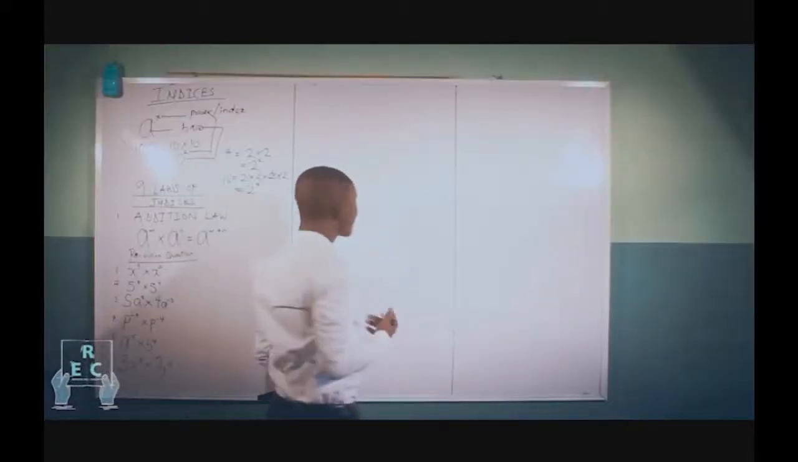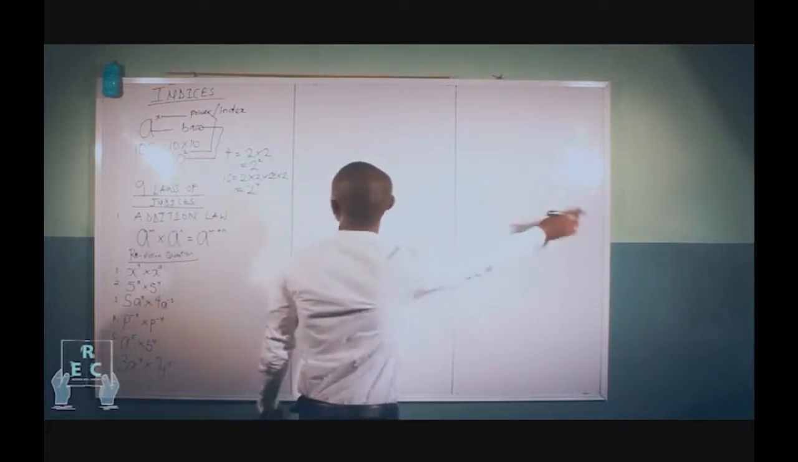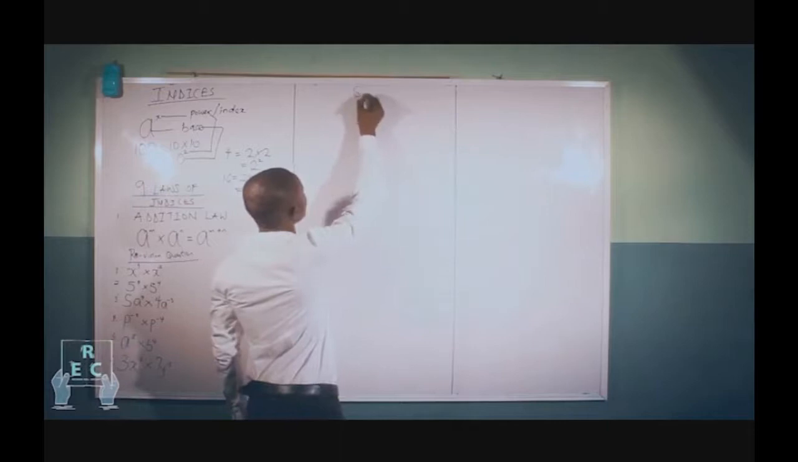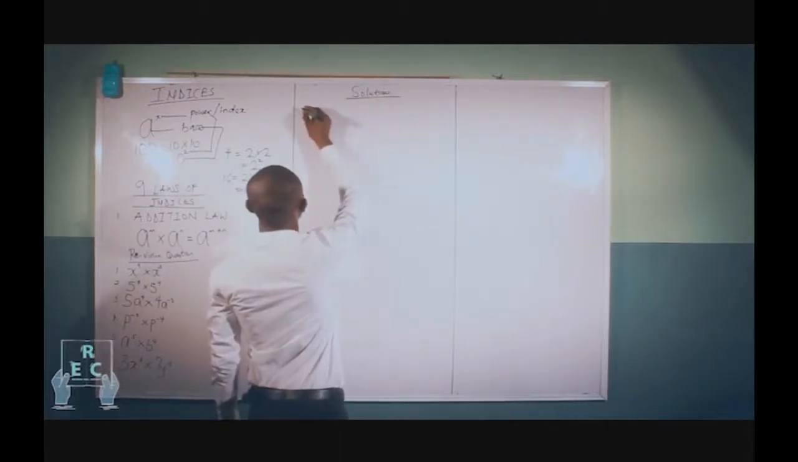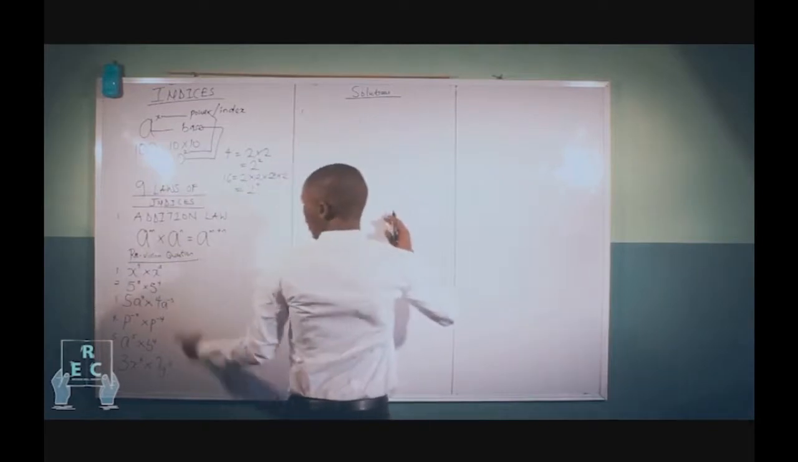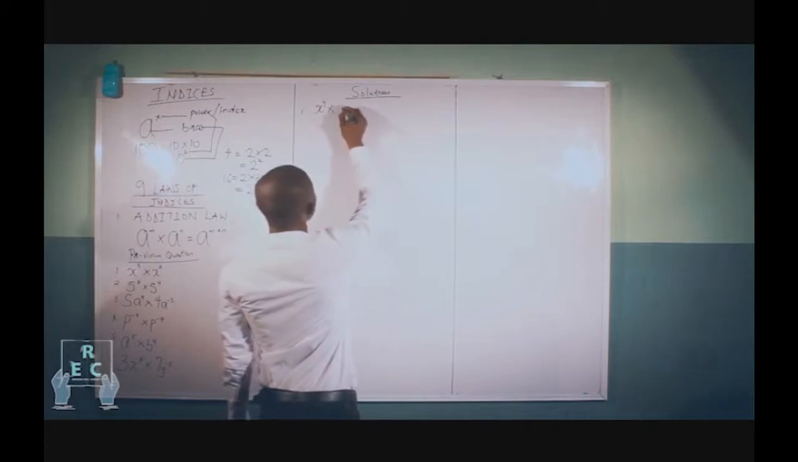Let's move on to the solutions of these 6 examples by revision series. Solution. The first question here: x raised to the power of 7 multiplied by x raised to the power of 5.